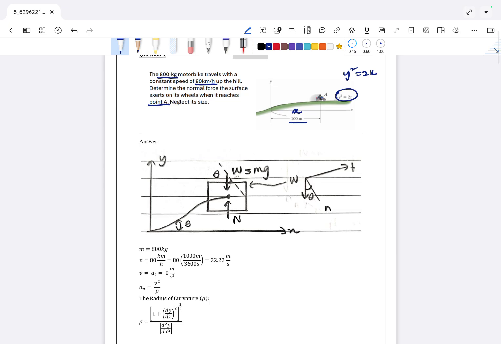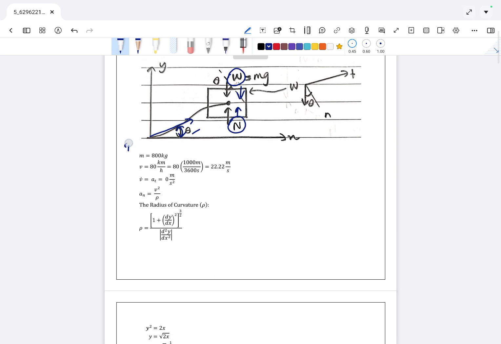From the diagram here, the normal force is going upward and the weight is going downward, and since the slope here has a small angle, which is theta.